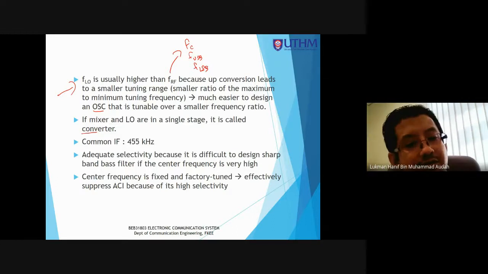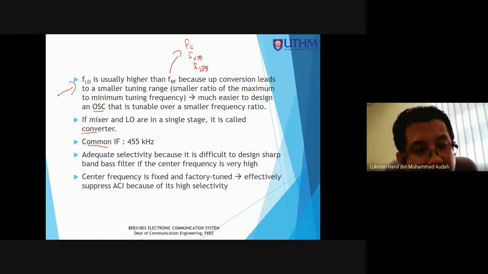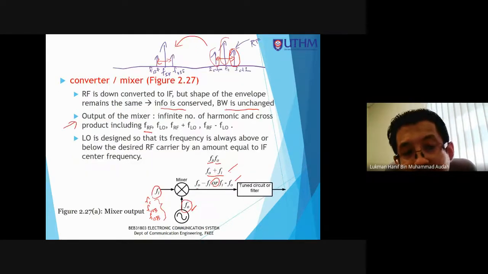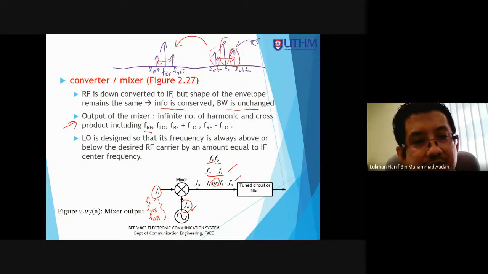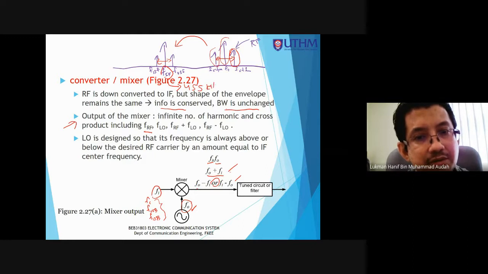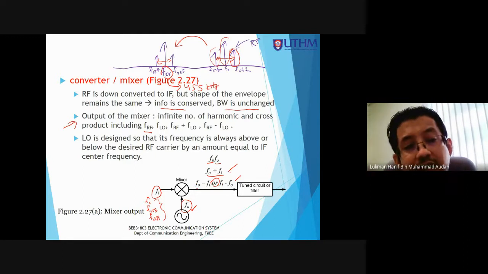And it is said that the common IF is located at 455 kilohertz. Apa maksud dia? Di sini adalah IF center. Apa maksud dia? Kalau kita lihat daripada gambar rajah saya ni, bermakna center frequency FIF ini berada pada 455 kilohertz. This is actually we call it, kita anggap ini sebagai satu standard untuk AM.